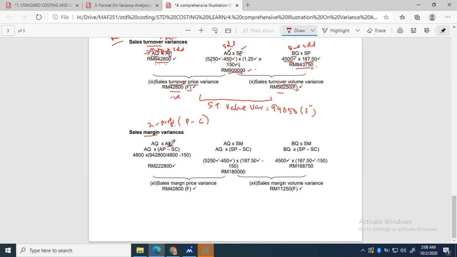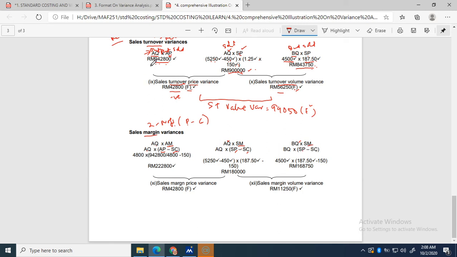How to get actual margin? Actual price of product minus the standard cost. Second column, actual quantity sold times the standard margin. How to get standard margin? Standard price minus standard cost. The last column, budgeted quantity sold, is the same as here, but now it's the standard margin, which refers to the second column: standard price minus standard cost. We refer to the first column.